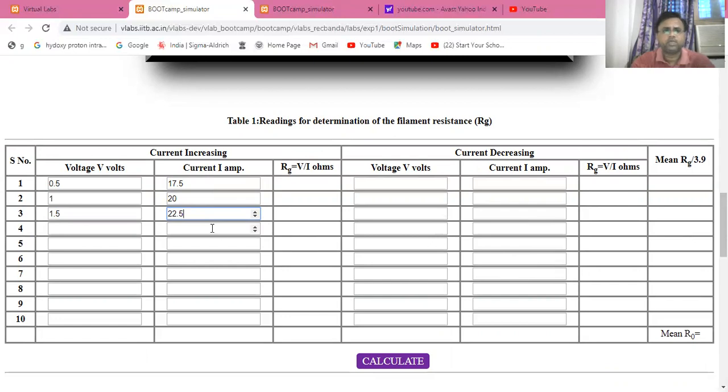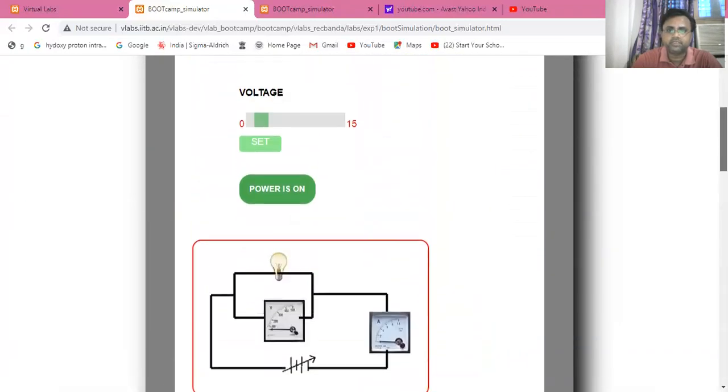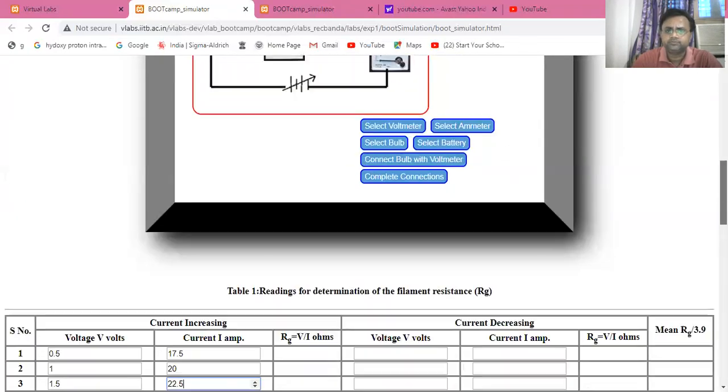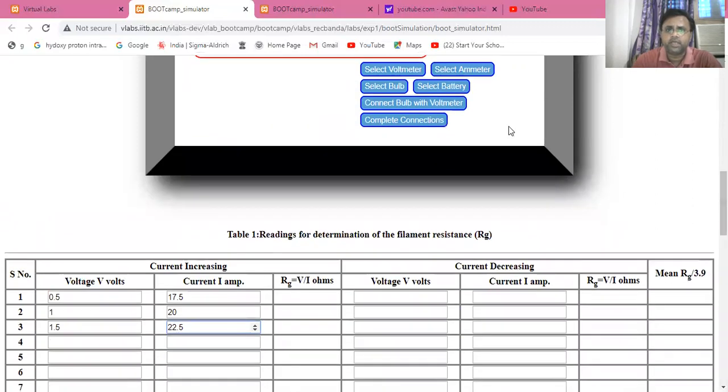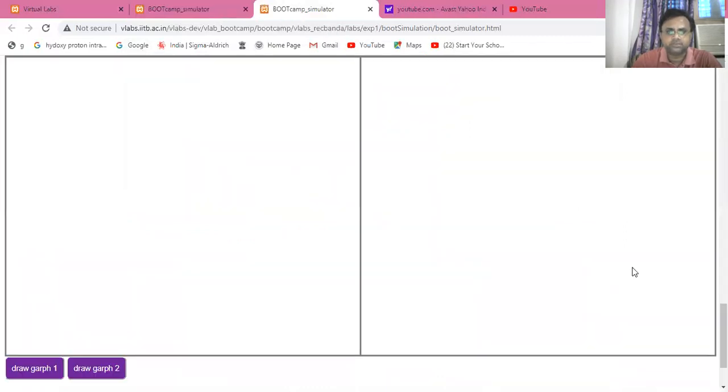Similarly, we can see that as the voltage increases in steps of 0.5 volt, the current increases. We take 10 readings from here and calculate from them like this.